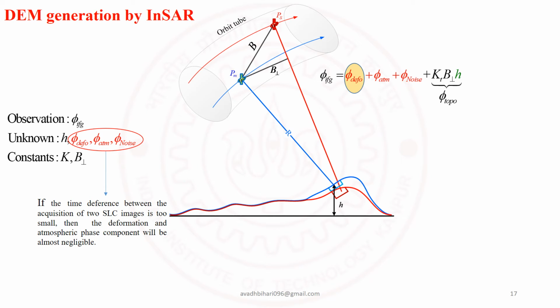And atmospheric condition would also be the same for both SLC images. So atmospheric phase component will also be very small, and temporal decorrelation, which is a large component of phase noise, will also decrease. So phase noise will also reduce. About noise and decorrelation we will discuss in a separate lecture. So overall, all the phase components other than topographic phase component will be nearly negligible. So now we can estimate height from this equation.